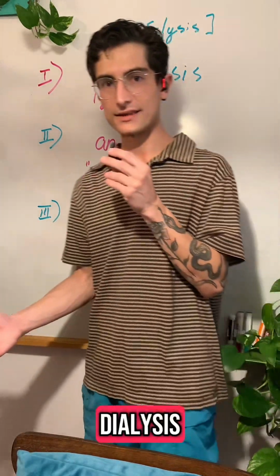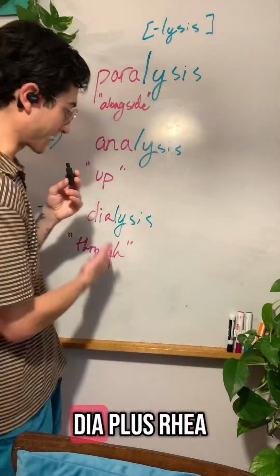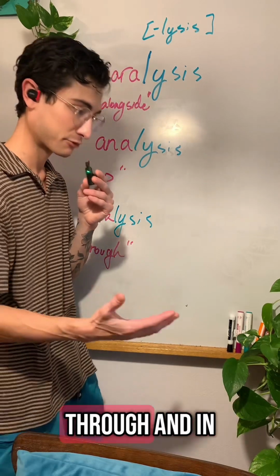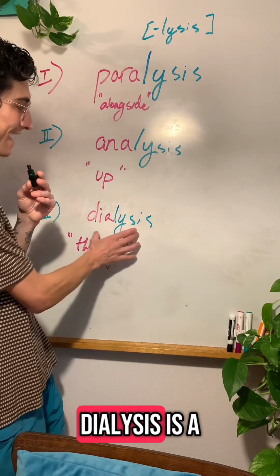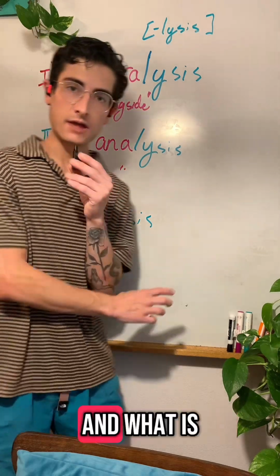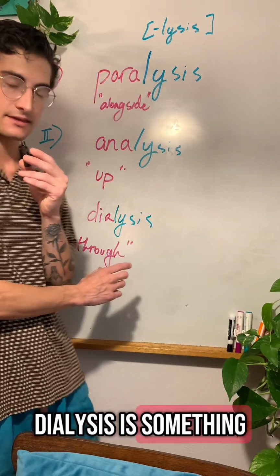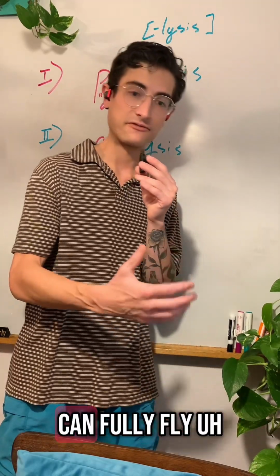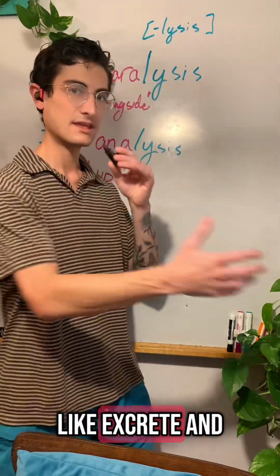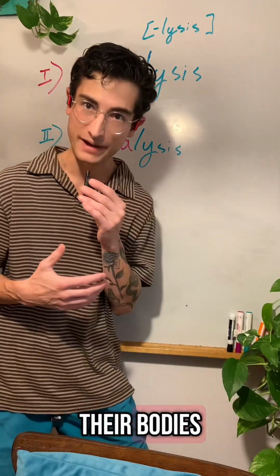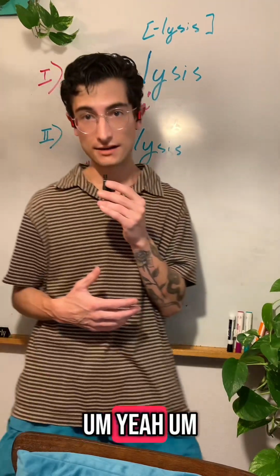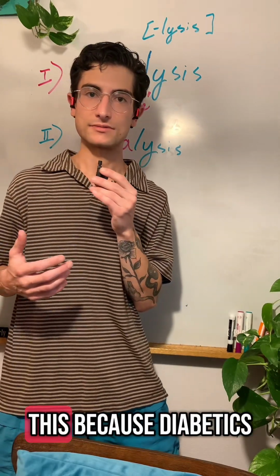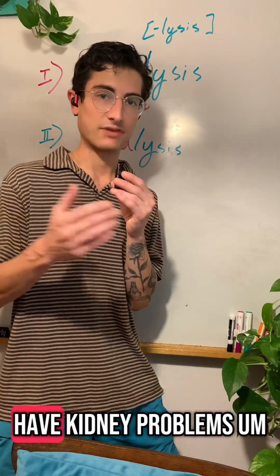Well, what is dialysis? Dia means through. Remember, dia plus rhea. Rhea means a flowing. Diarrhea just means a flowing through, and in this case, the body. But dialysis is a loosening through. And what is this? Well, dialysis is something that people have to be put on when their kidneys are not working, so that they can fully excrete all that excess fluid from their bodies. Diabetics deal with this because diabetics have kidney problems.